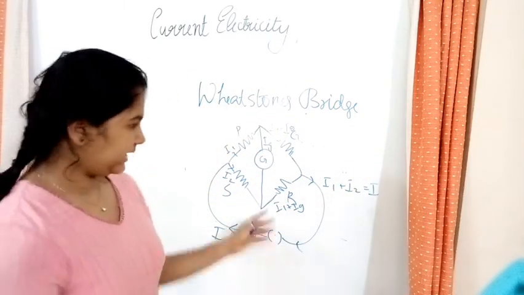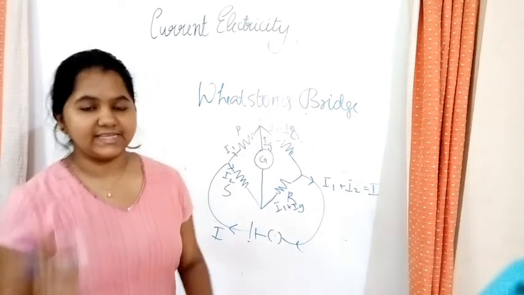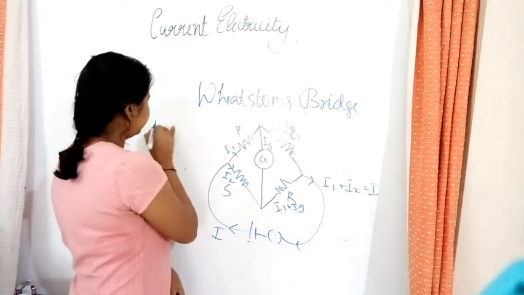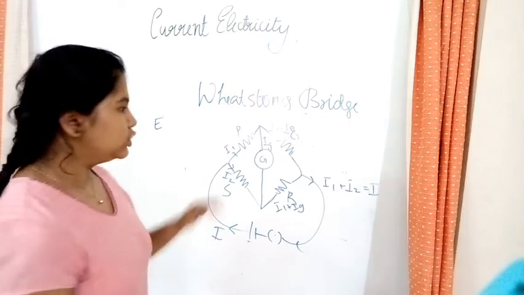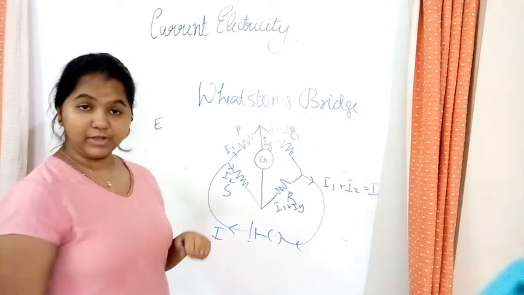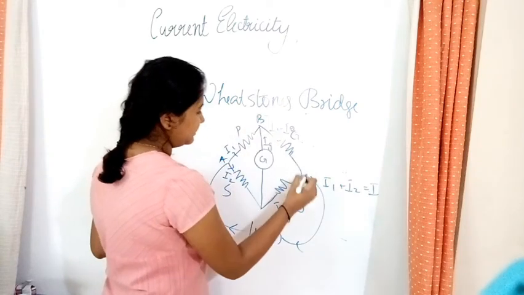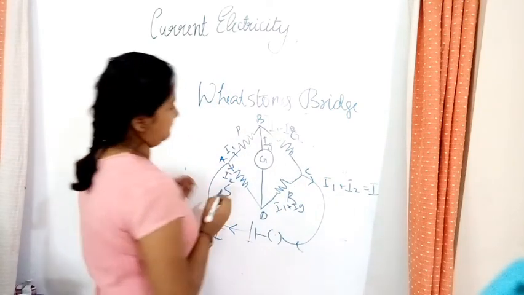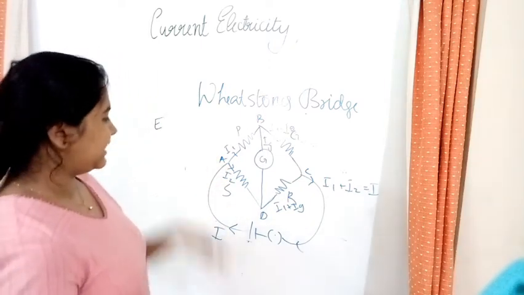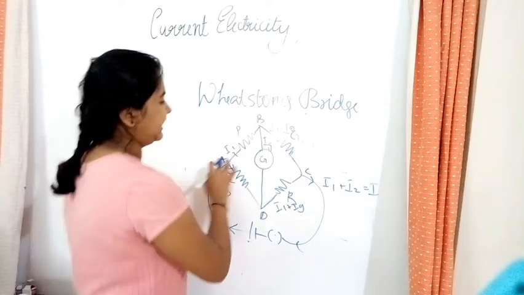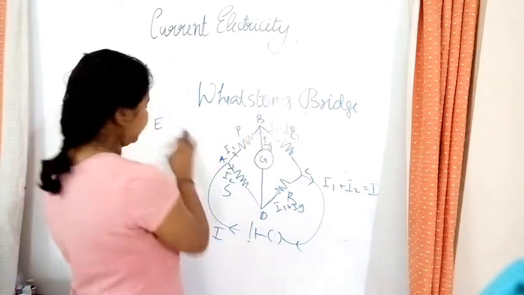So this is the diagram. Let's make it clear. What did we say? That the EMF is equal to the product of the resistance and the current. So let's take the loop. We didn't name the loop, so we name the loop as A, B, C, D. Now, which loop should we take first? Let's take A, B, D, A.